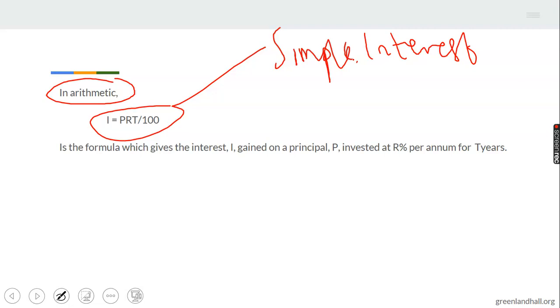We have I as the interest, then P as the principal invested at the rate R, which is the rate in percent, and T is the time, which is in years. Per annum is always in years. So this is an example of a formula having letters I, P, R, T, and each letter stands for a particular quantity. I is for interest, P is for principal, R is for rate, and T is for time. Time is very, very important.